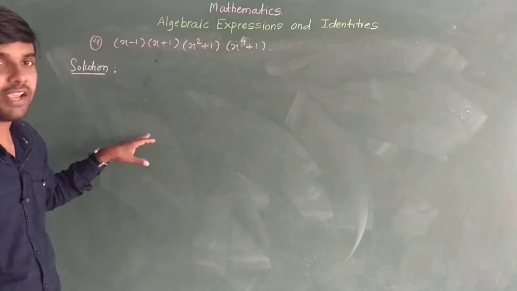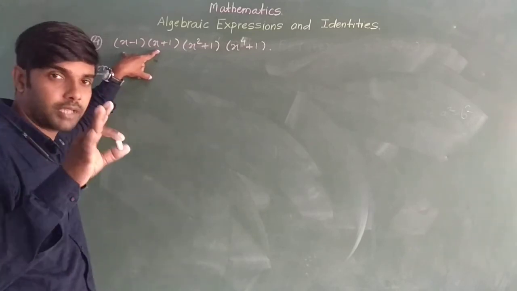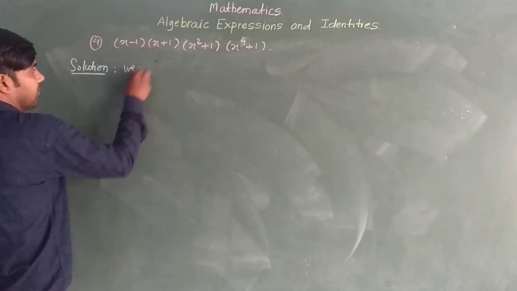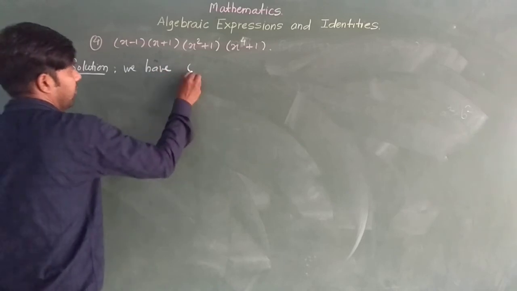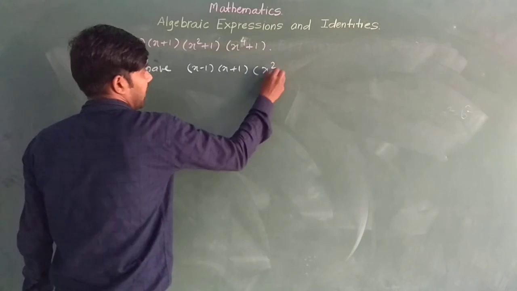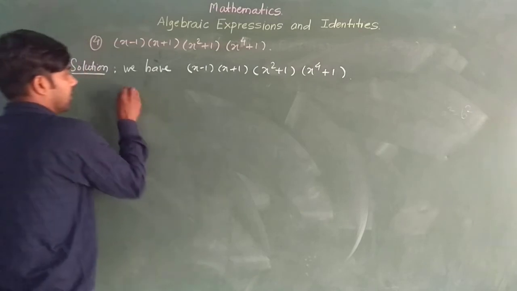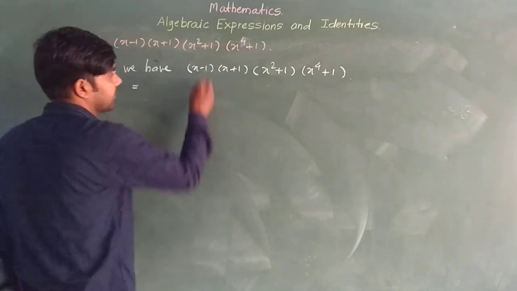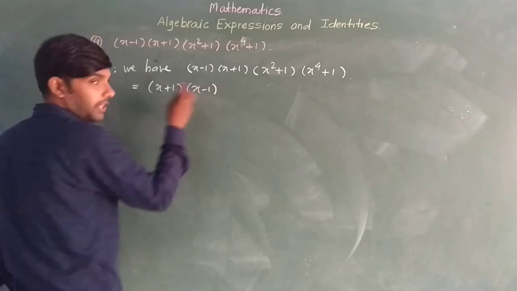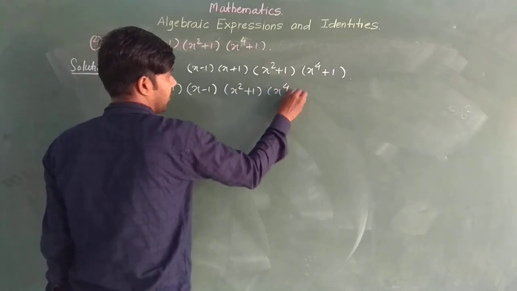So in the first step, this matches identity number three, a plus b, a minus b. So first we will solve this. We write down (x minus 1)(x plus 1)(x square plus 1)(x raised to 4 plus 1) is equal to, we write in sequence: x plus 1, that is the sum of the two terms, x minus 1, the difference of two terms, x square plus 1 and x raised to 4 plus 1.